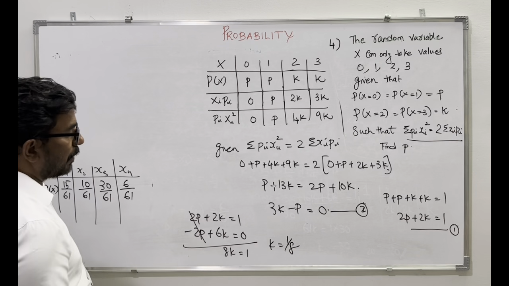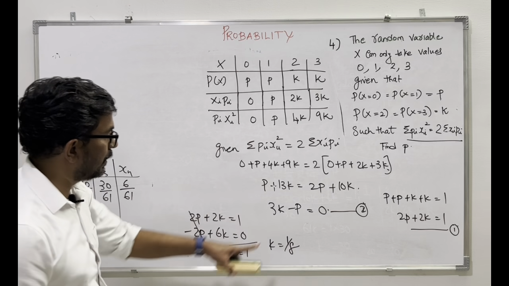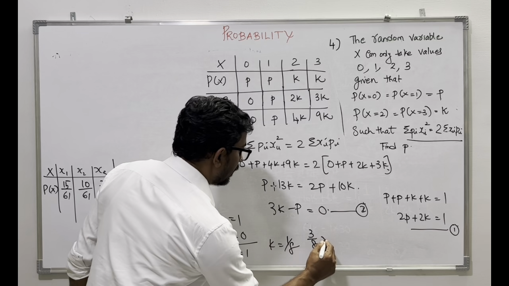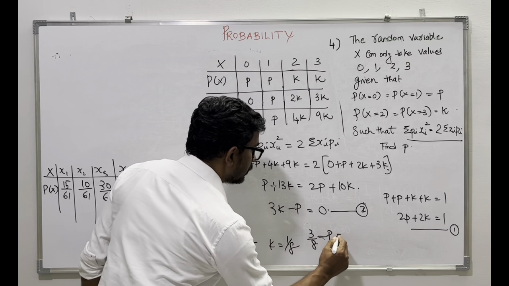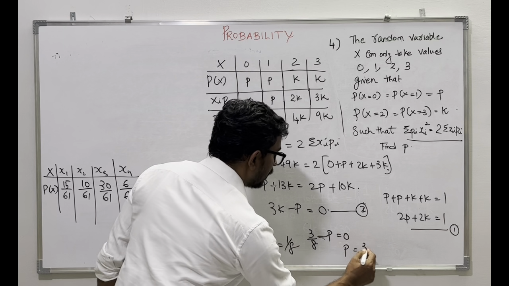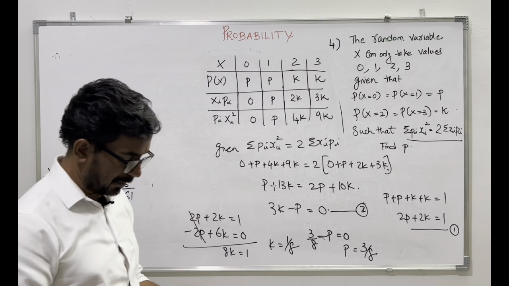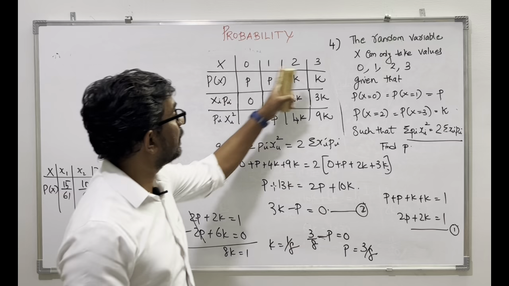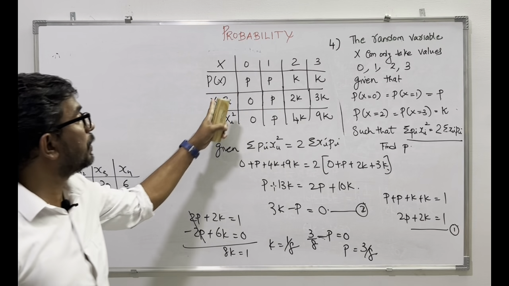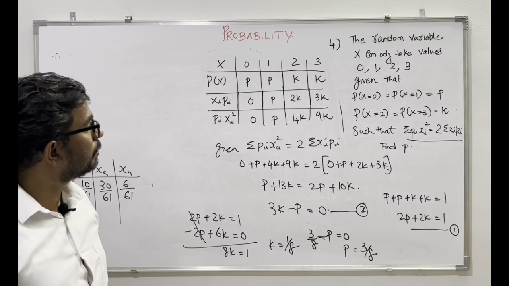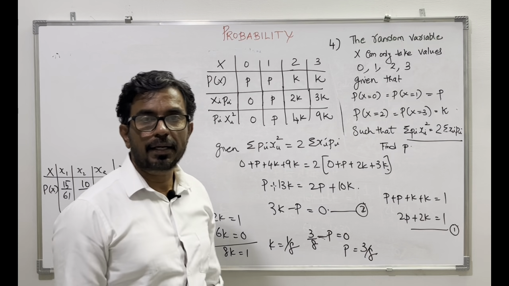Then you substitute in one of the equations. k is 1 by 8, so you substitute here. You get 3 by 8 minus p equal to 0. So p is equal to 3 by 8. That is solving the equation. You don't need explanation. What you need to take care of is this kind of a setup you need to make. Okay. Look at it again, you will get it.